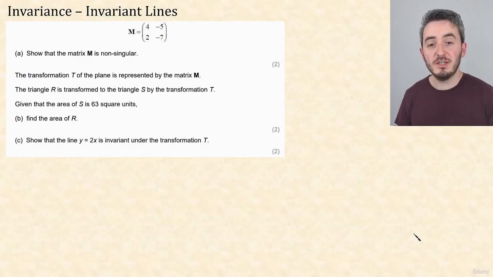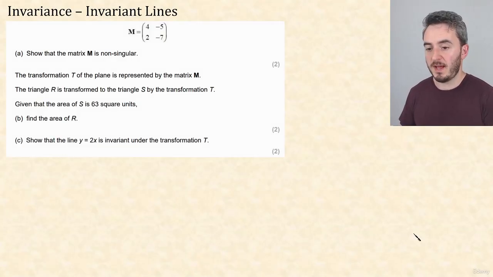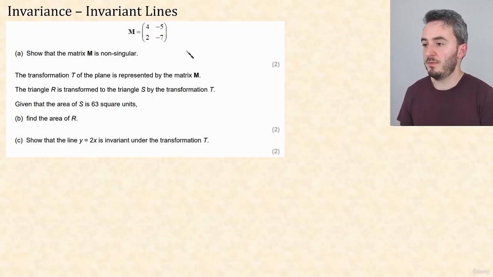In this video, we're continuing looking at invariant lines. So let's have a look at this question here. Show that the matrix M is non-singular. Okay, well, we know how to do that. If it was singular, the determinant would be 0. So what's the determinant of this?